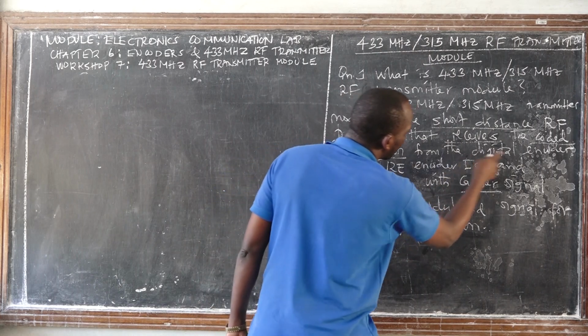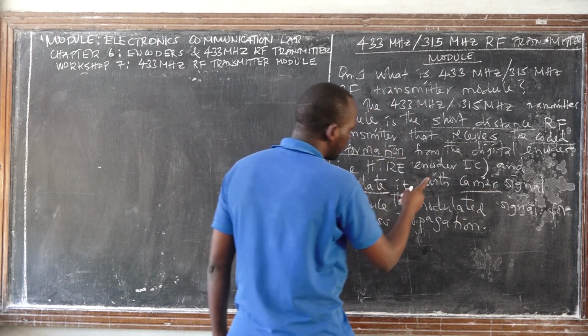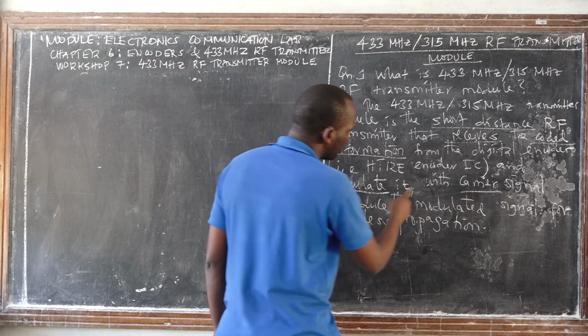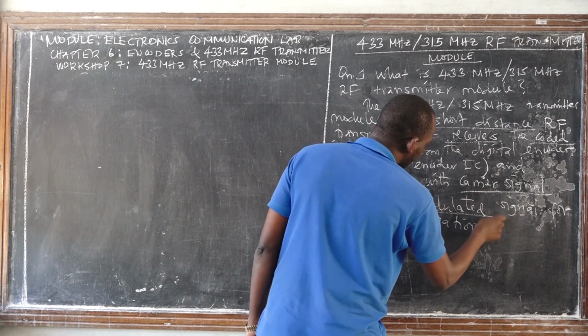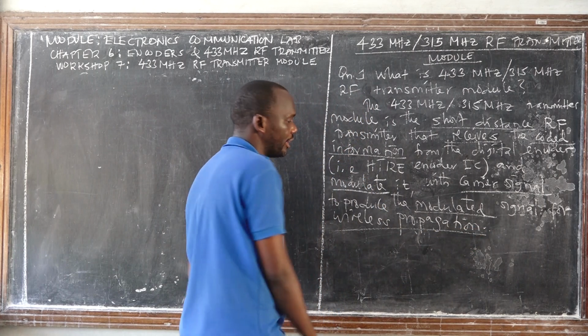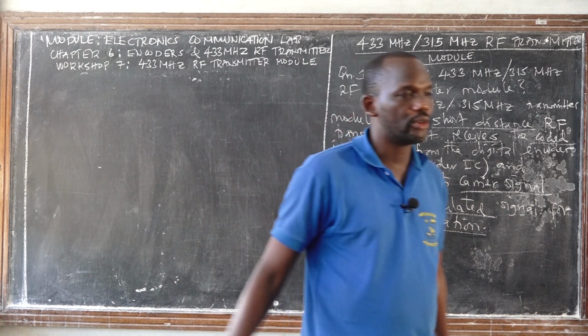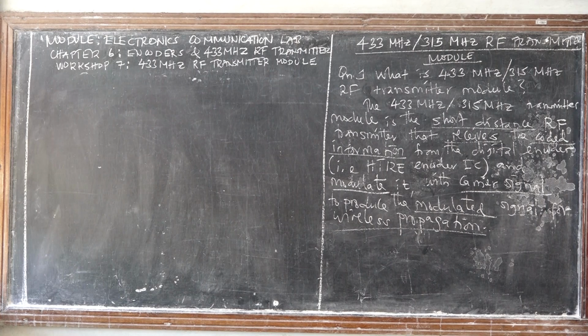Coded information from the digital encoder, such as that one, and modulate it with a carrier signal. Yes, to produce the modulated signal for wireless propagation.